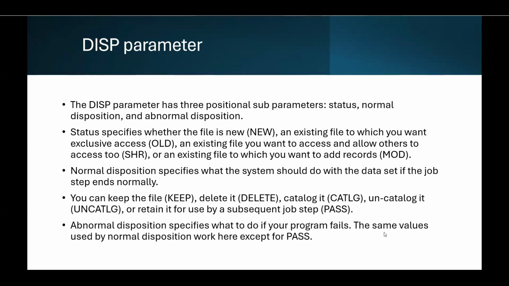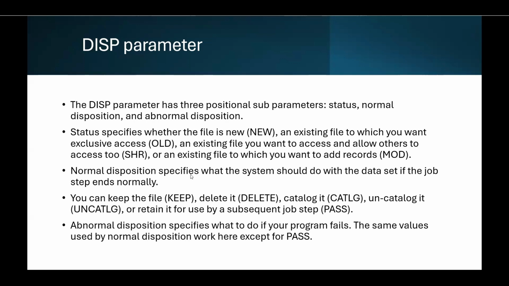The operating system will ask, okay, what should I do for that file? So we have the same values as normal disposition except pass. If your job step or that program fails, you can keep the file, delete the file, catalog the file, or uncatalog the file, but you cannot provide the pass option in the abnormal disposition. Why? Because your job step has failed, so you cannot pass that particular file to the next job step. That's why for the abnormal disposition you have only four options: keep, delete, catalog, uncatalog, and you don't have the option of pass.